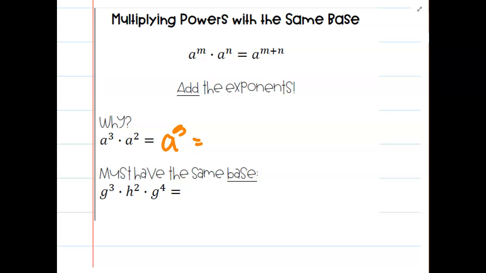Okay, now, I'm a big why kind of person. We need to know, well, why do I add the exponents? If I were to expand this out, let's see what this would look like. A cubed means a times a times a. And a squared means a times a. So, if I were to write it out like this and then scrunch it back up, I have a cubed, I have 3 of them, and a squared, 2 of them, 3 plus 2, right? That's your a to the fifth. That's why you add the exponents.